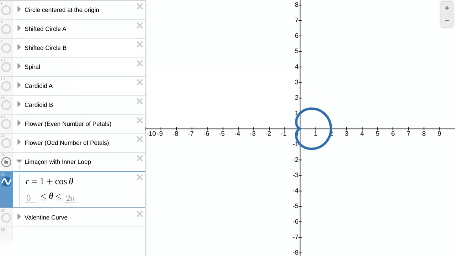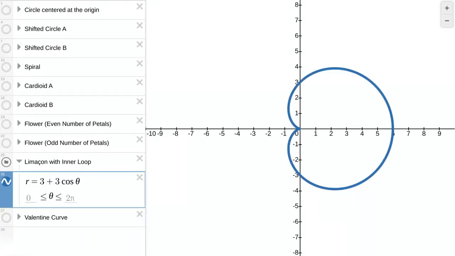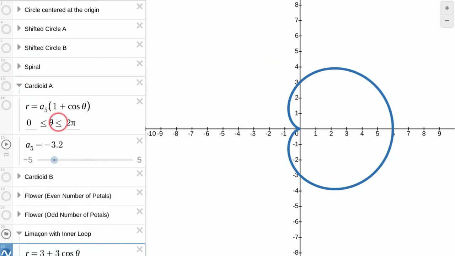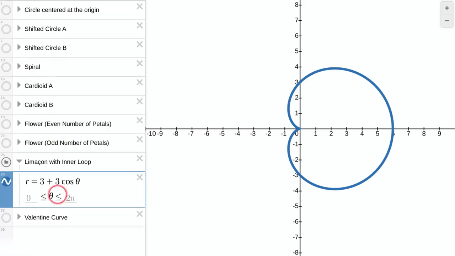But then let me just go back to the 3. What if I change this number to a 2? I still get a small inner loop here because those two values are closer to each other. If I get a 3 here, my inner loop is gone. I get a cardioid. This is actually the same form as the cardioid equation, as you can see here. Actually, let me just look at that here. So you compare the two equations. Imagine that you factor out the 3, then you are going to get 1 plus the cosine theta, which is the same form as this equation. That's why you're getting a cardioid.